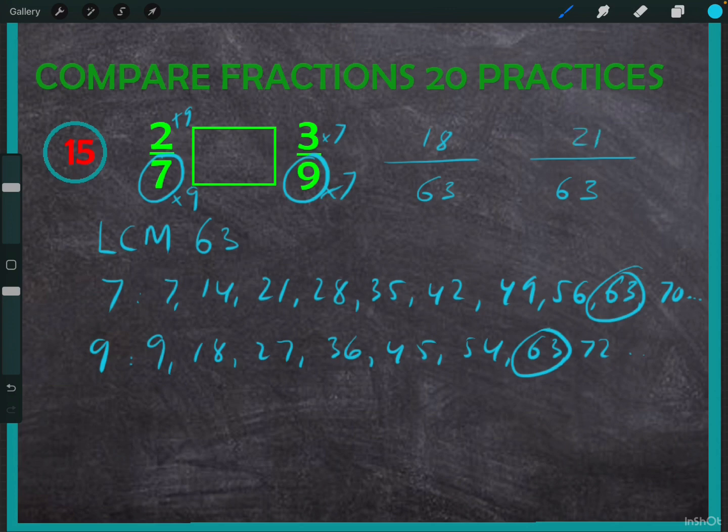From here, we have the two new fractions with the same denominator. To compare them, we only need to compare the two numerators. 21 is greater than 18, so 21 over 63 is greater than 18 over 63, or 3 over 9 is greater than 2 over 7.